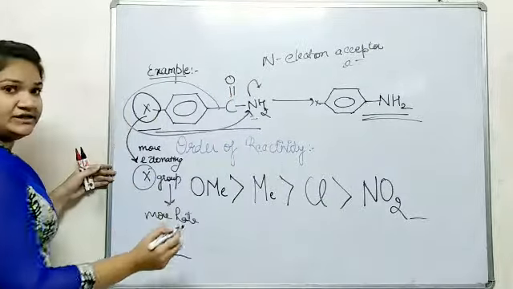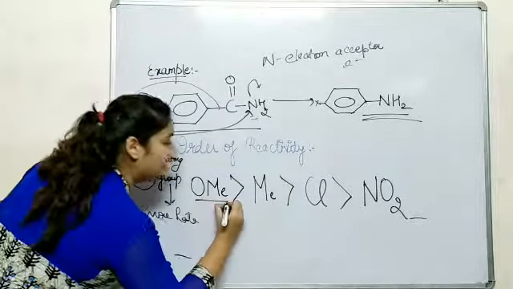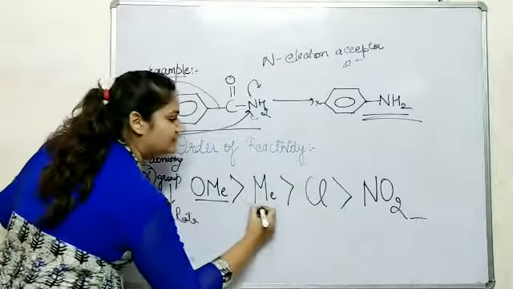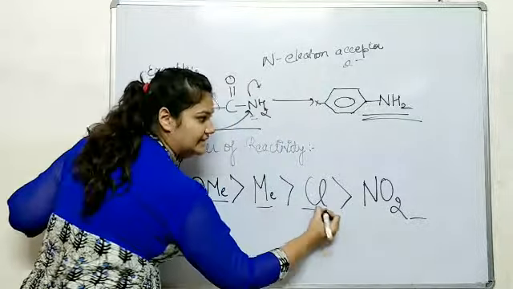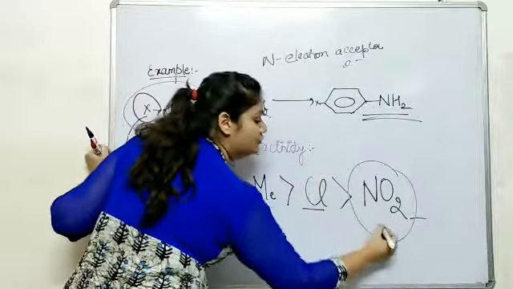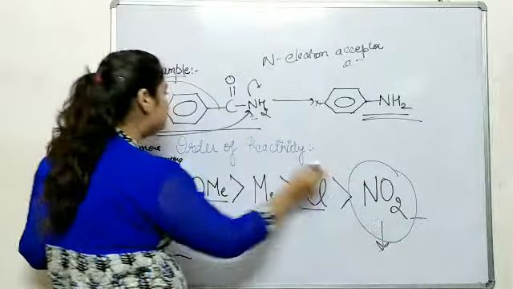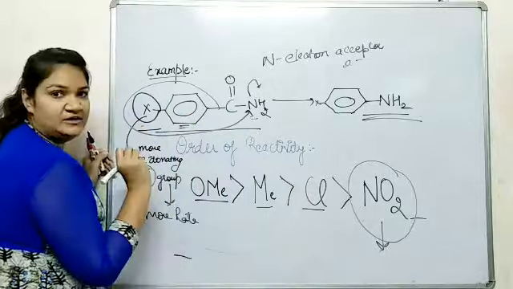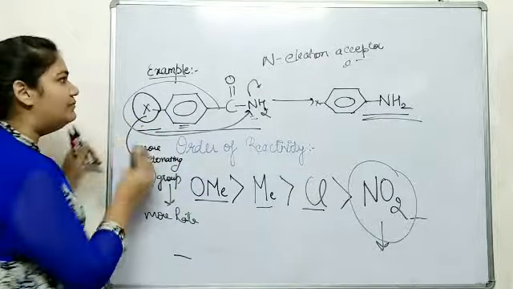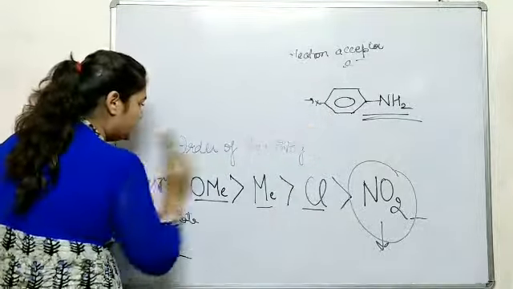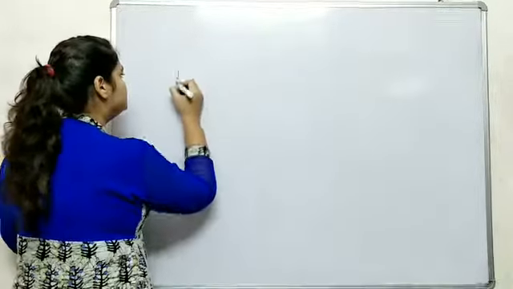So here the order is, when X is OMe, the rate will be maximum, then for methyl and for Cl, and here it is least for nitro group, because we know nitro group is a deactivating group. It will decrease the activity of this phenyl group. So further we will study the applications of Hofmann rearrangement. We have the applications.